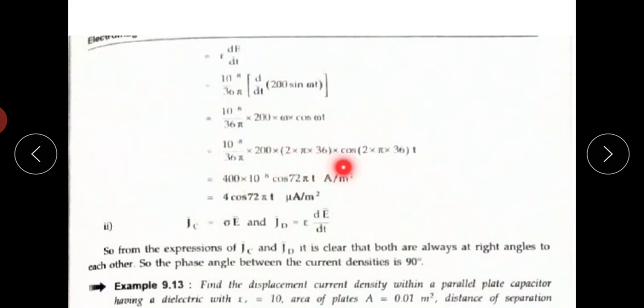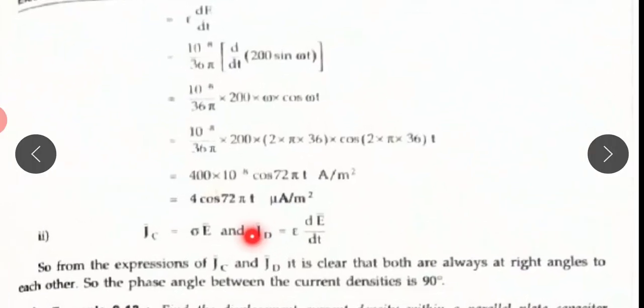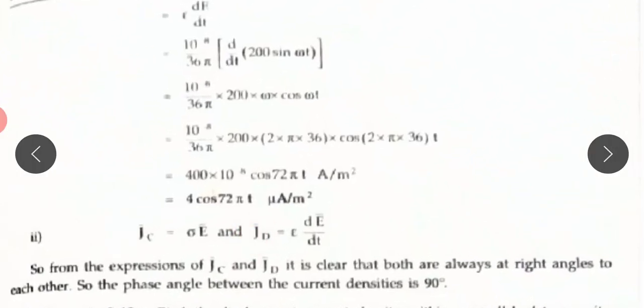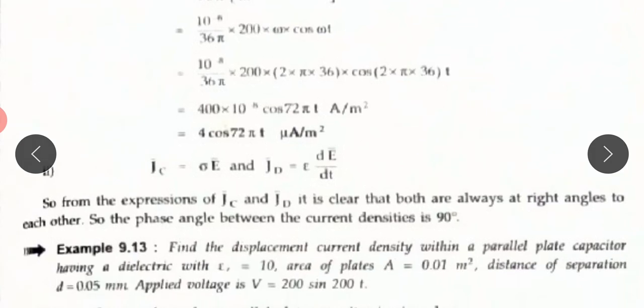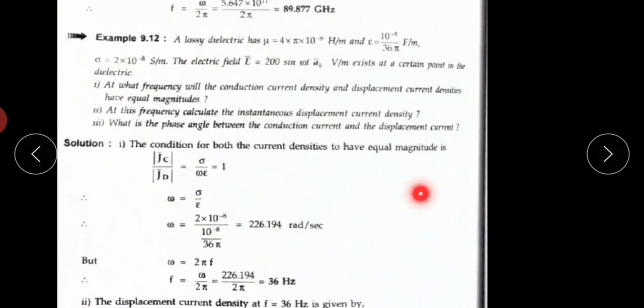Here f equals 36 into cos 2 pi f t. Omega equals 2 pi f into t. So equals 400 into 10 to the power of minus 8. So cos 72 pi t amperes per meter square, or it equals 4 into cos 72 pi t microamperes per meter square. So next one, conduction current density.